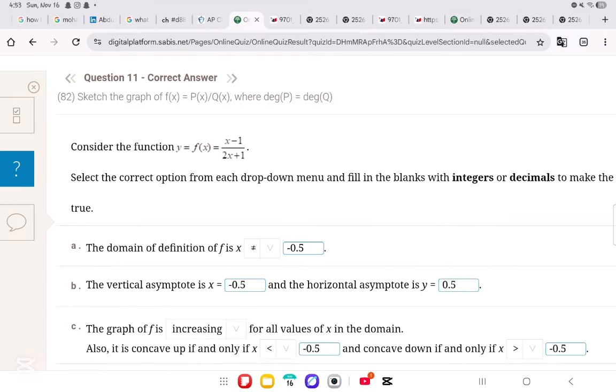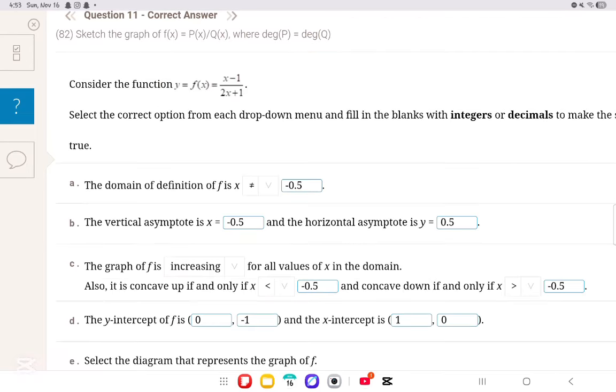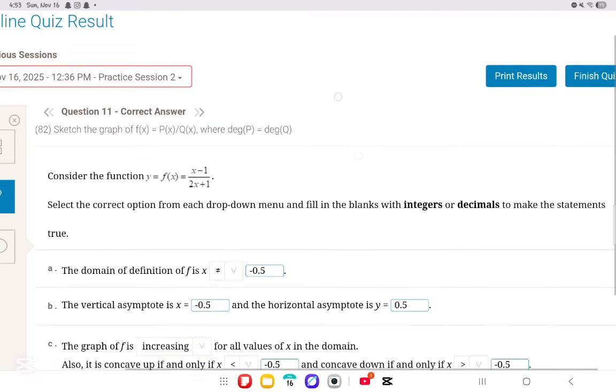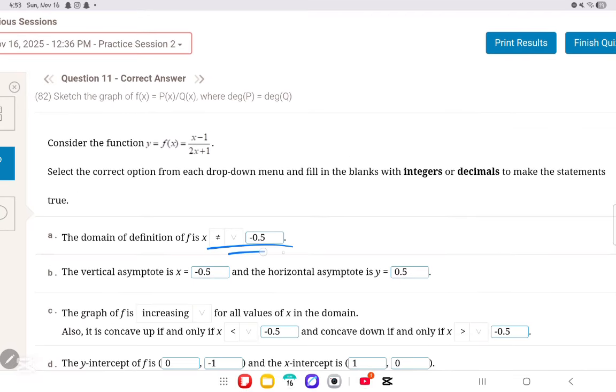Move on to question number 11. This is going to take a bit of time, but we can do it together. What is the domain of definition? We have a couple of cases of domain. If we have ax squared plus bx plus c, this does not have any restriction on the domain. The only times we have a domain restriction are when we have a denominator.